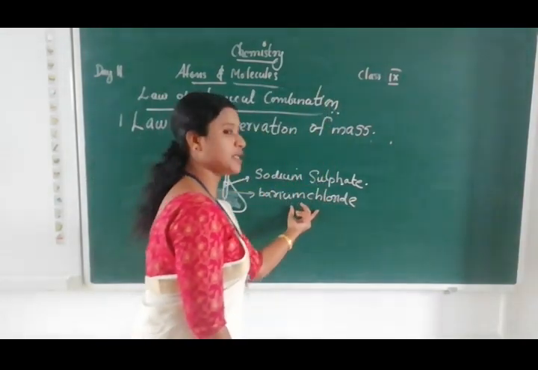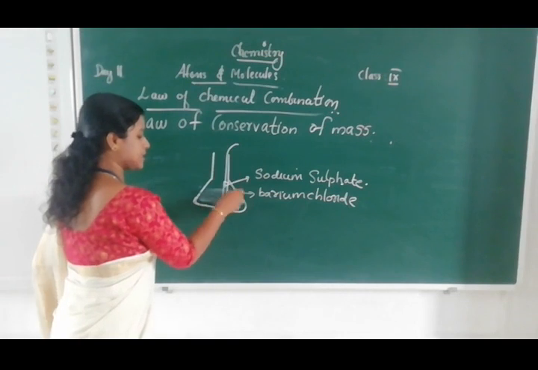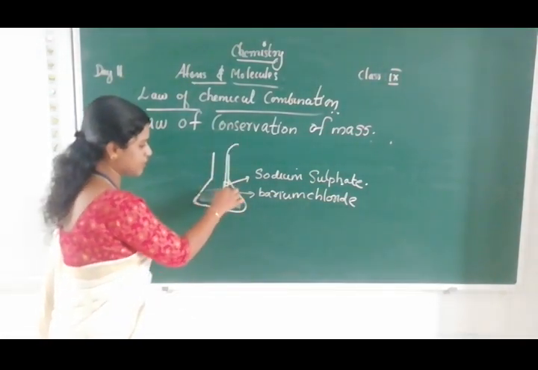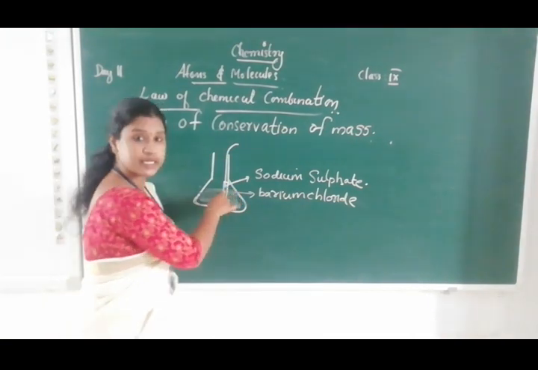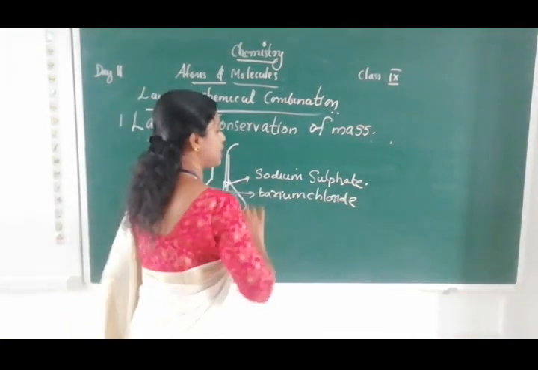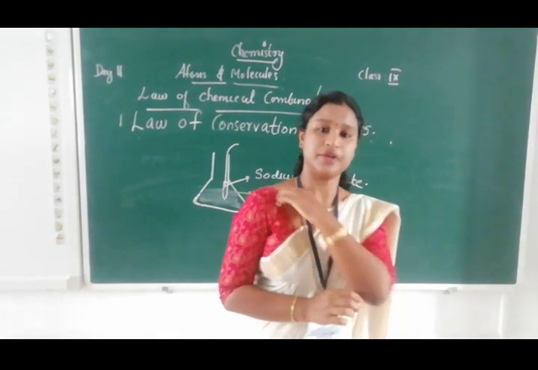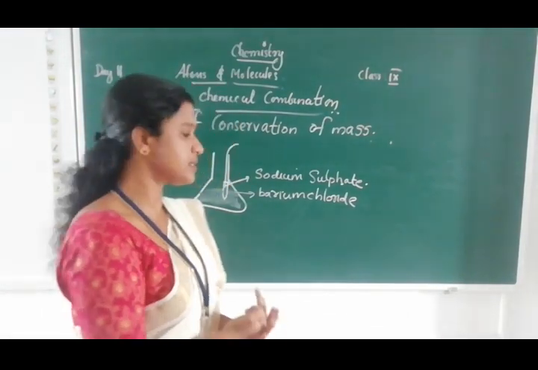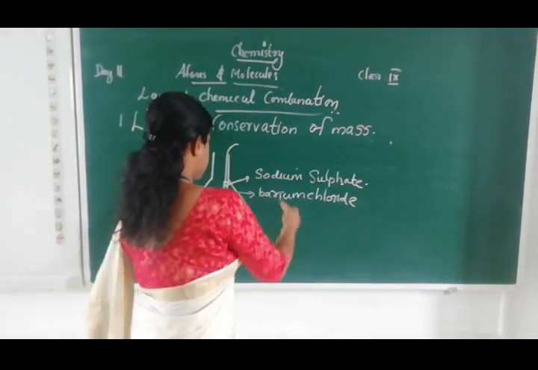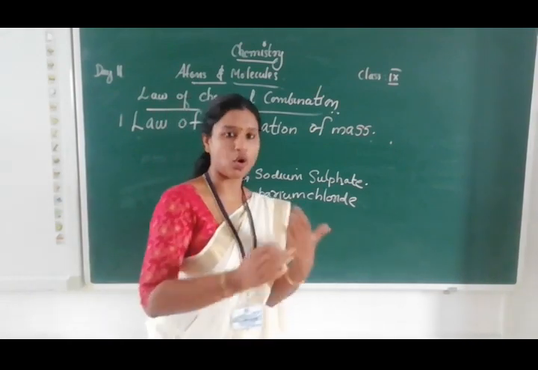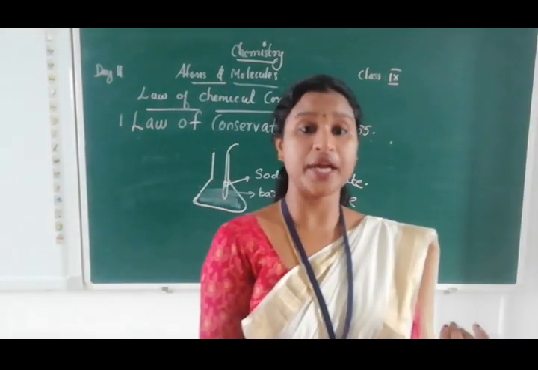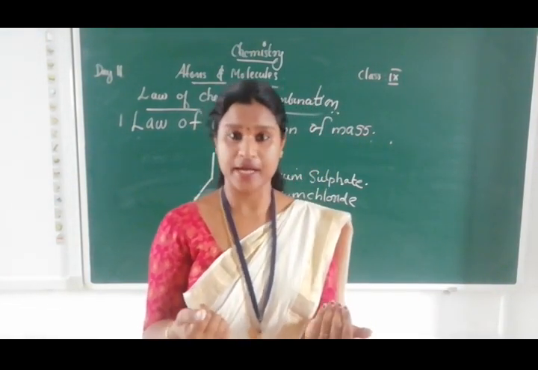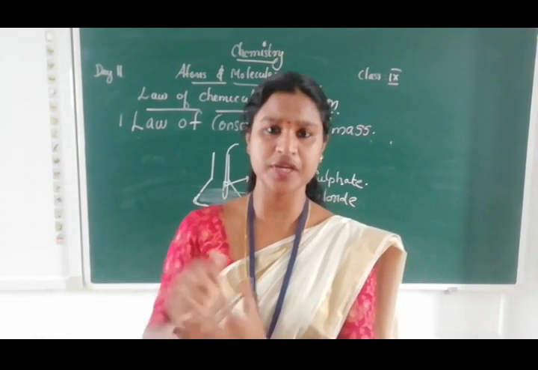The first one is barium chloride, taken inside the conical flask, and to this conical flask a test tube is hanging by using a coin. Inside this test tube we took the sodium sulfate. These two chemicals are taken, and then we weigh the whole apparatus. We get some weight.